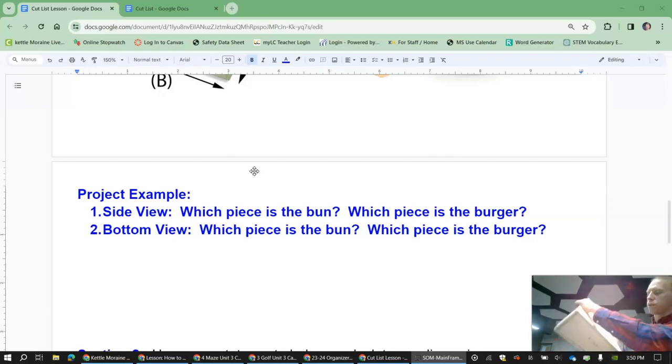Now, let's try that with the bottom view. So here's our bottom view. Here's our back piece, front piece, bottom piece, side piece, side piece. Same question. Which piece or pieces would be considered the bun? Which piece or pieces would be considered the burger?